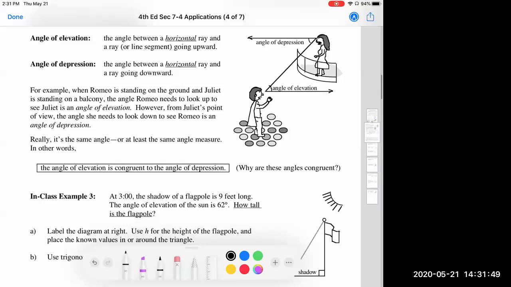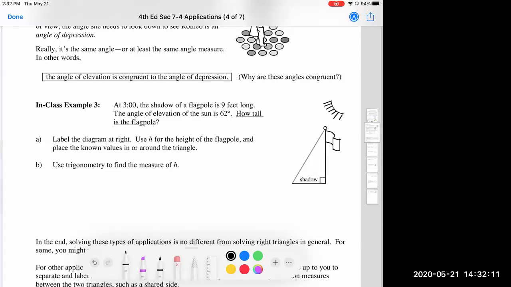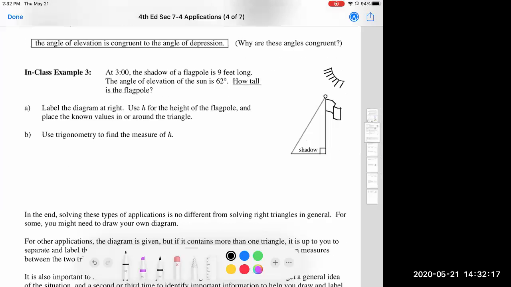For example, when Romeo is standing on the ground and Juliet is standing on a balcony, the angle Romeo needs to look up to see Juliet is the angle of elevation. However, from Juliet's point of view, the angle she needs to look down to see Romeo is an angle of depression. Really, it's the same angle, or at least the same angle measure. In other words, the angle of elevation is congruent to the angle of depression.